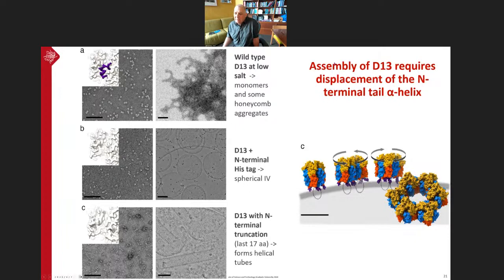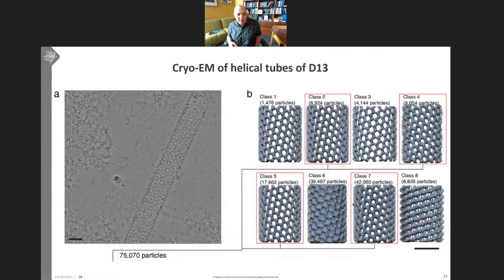So the hypothesis is essentially now that the N-terminal alpha helix gets displaced towards the lipid membrane and allows interaction of the D13 trimers with the membrane-bound A17, which is in purple. Right, it's indicated by these ellipses. So we don't have a structure of that complex.